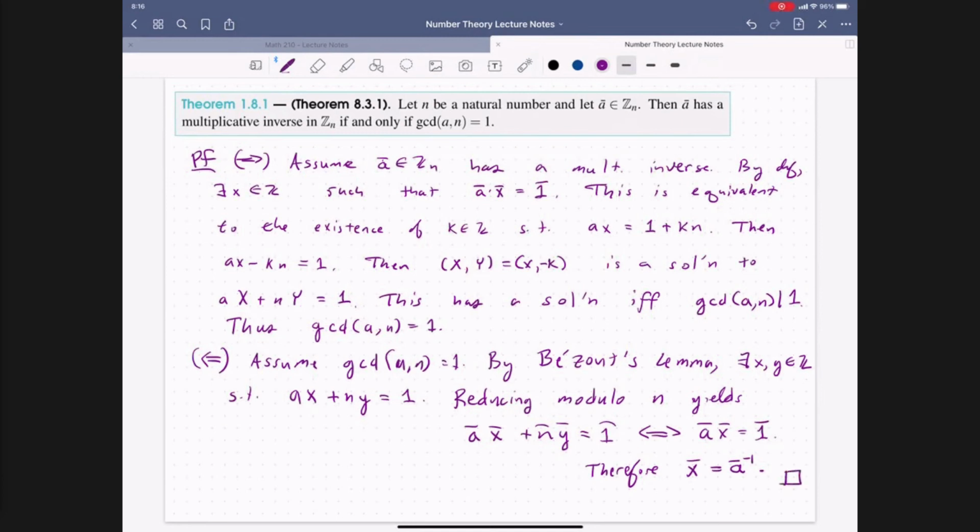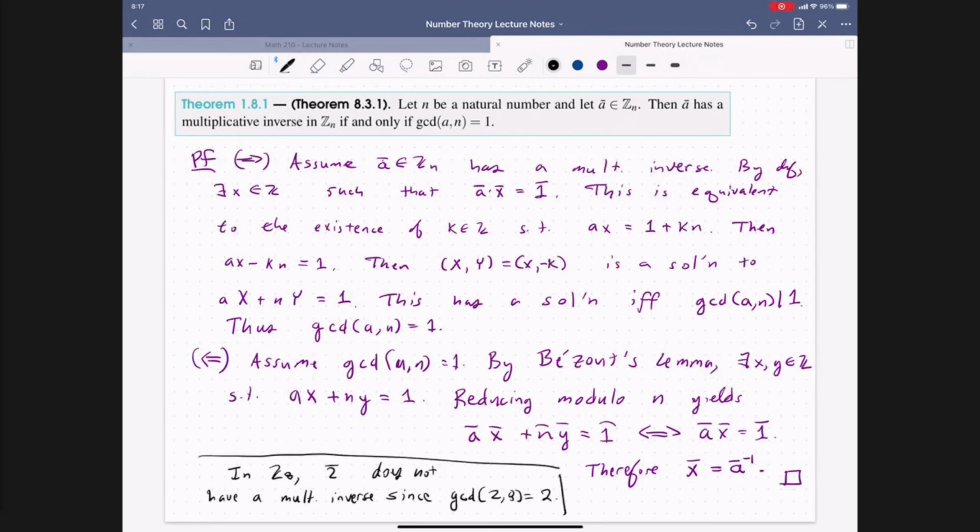We have now proven the theorem, and we can now see the reason that 2 did not have a multiplicative inverse modulo 8. So in Z8, 2 bar does not have a multiplicative inverse, since the GCD of 2 and 8, of course, is not 1. But namely, in this case, it's 2. And so that concludes it for the theorem.